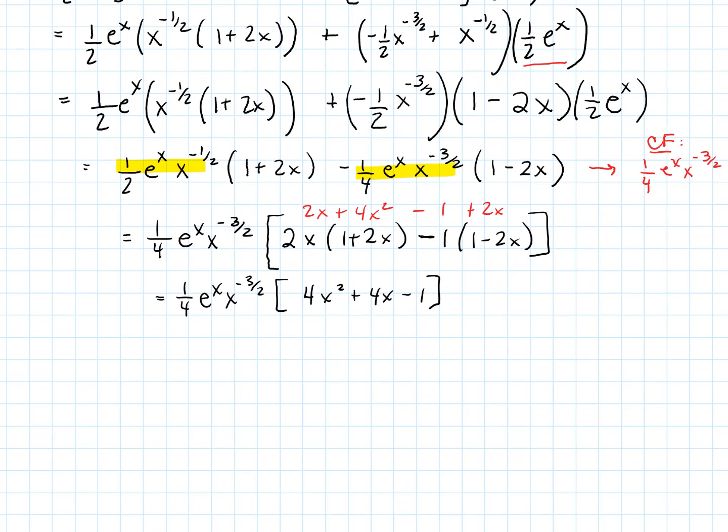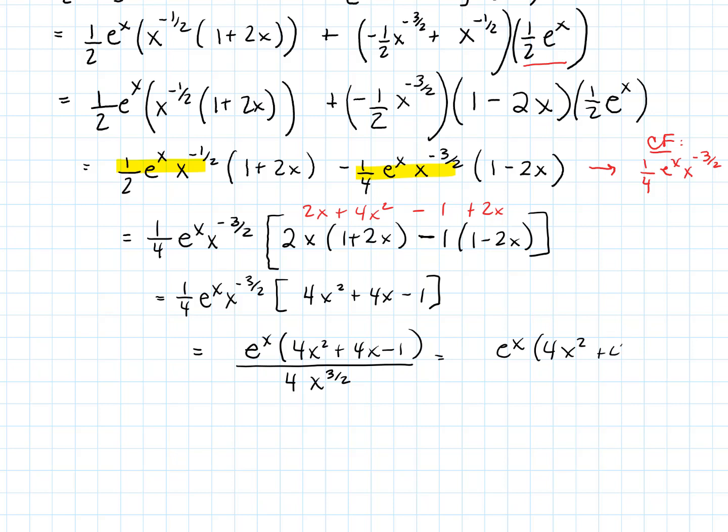We've got that negative exponent, and I do like to drop my negative exponent, so we would be left with an e to the x in the numerator. Let me write this a little better. e to the x and a 4x squared plus 4x minus 1 in the numerator, and a 4 in the denominator, and an x to the 3/2. And if we really wanted to, let's write the equivalent form with the root. e to the x times 4x squared plus 4x minus 1 over 4 times the square root of x cubed.